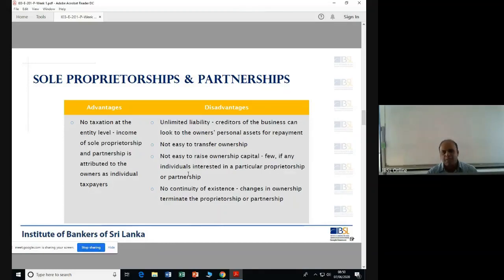Even for partnerships, it is the same, because partnership means there are 2 or more people, but they have to go and find money or capital from their known parties or from a bank. So it is very difficult for you to raise ownership capital. Okay, so it is very clear that it's not easy to transfer your ownership. It is not easy to raise ownership capital also.